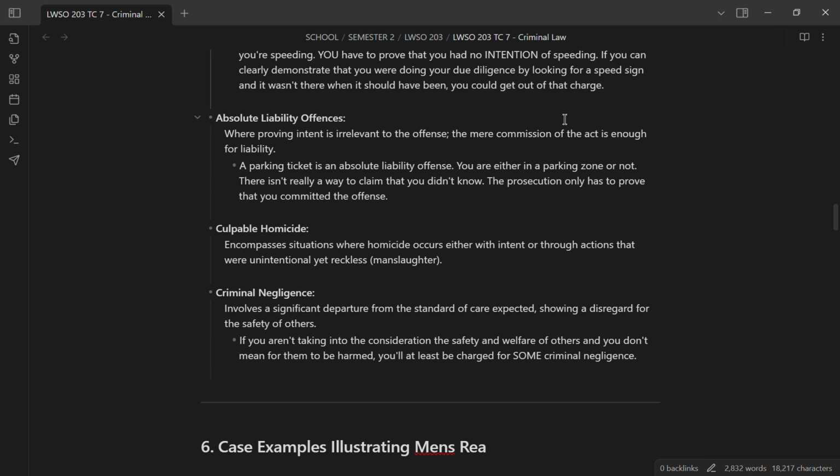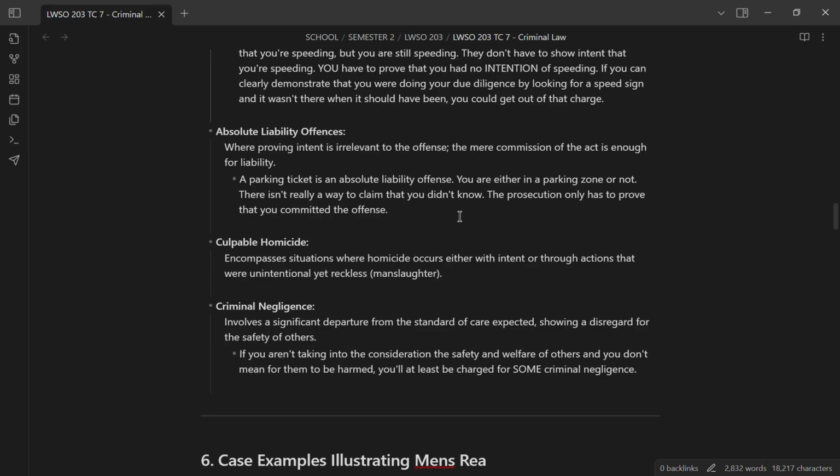Finally, criminal negligence. This involves a specific departure from the standard of care expected, showing a disregard for the safety of others. If you aren't taking into consideration the safety and welfare of others and you don't mean for them to be harmed, you'll at least be charged for some criminal negligence, though, right? Because you're still acting negligently. Intent or proving mens rea is irrelevant for a number of reasons.